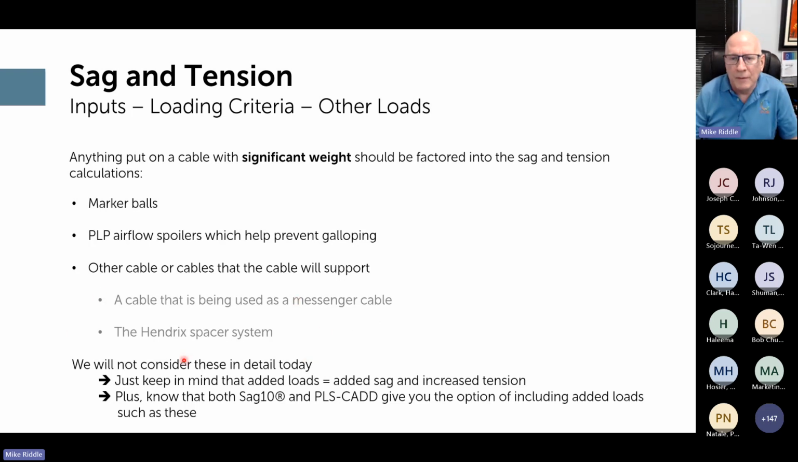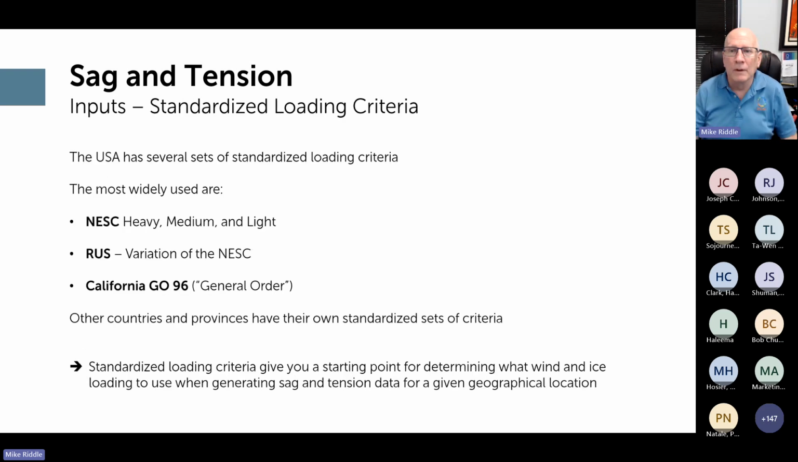A variation of that, or maybe a specific implementation of that, is the Hendrix spacer system, which will add significant weight to a cable and should be factored in. So we're not going to look at these in detail today. You just need to know that added loads equals added sag and therefore increased tension. Please know that both SAG10 and PLS-CADD do give you an option for including additional loads when you're doing your calculation. So look for that feature in both programs.